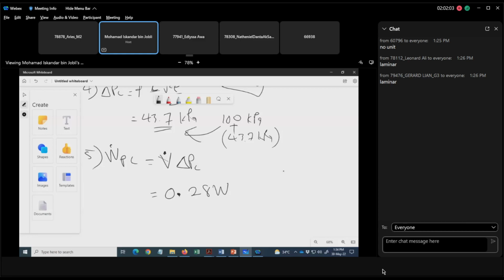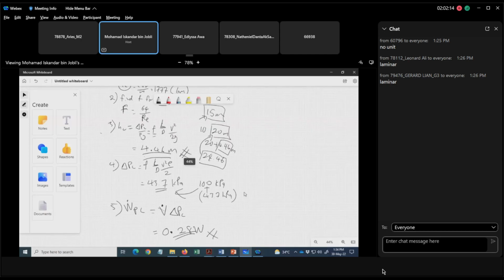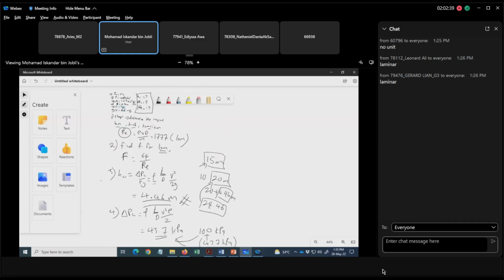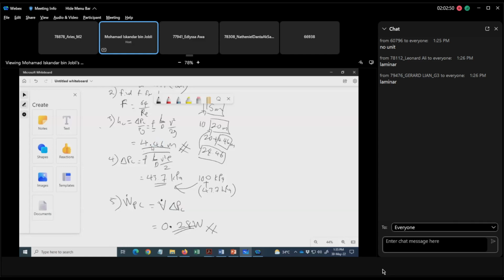What does this mean? 0.28 watt is the power that you need to pump with all the losses. It is the pump power that you need additionally in order to address the losses, to increase the pressure by 43.7 more. So this is the pump power required to pump the water to its respective height, through the diameter and the L, 9 meter. So these are the losses that you will get, the pressure drop, as well as the pump power that is required in order to do so.